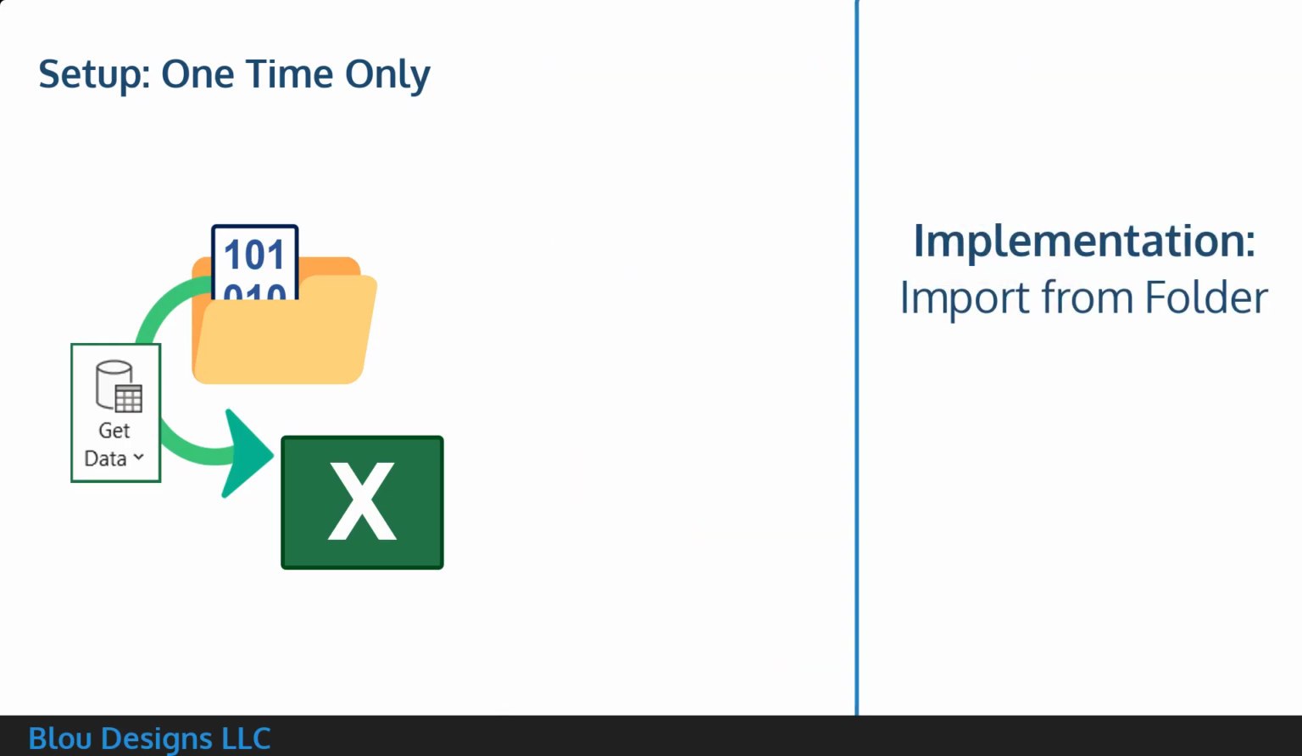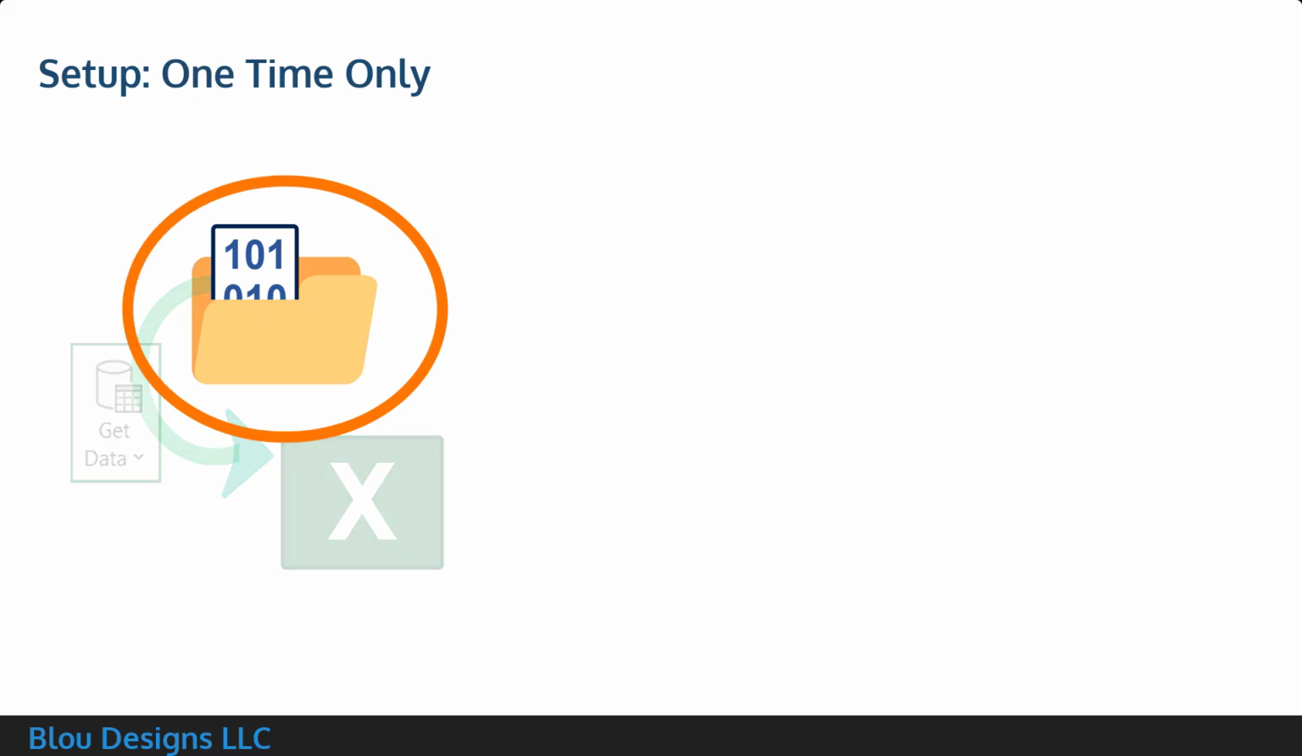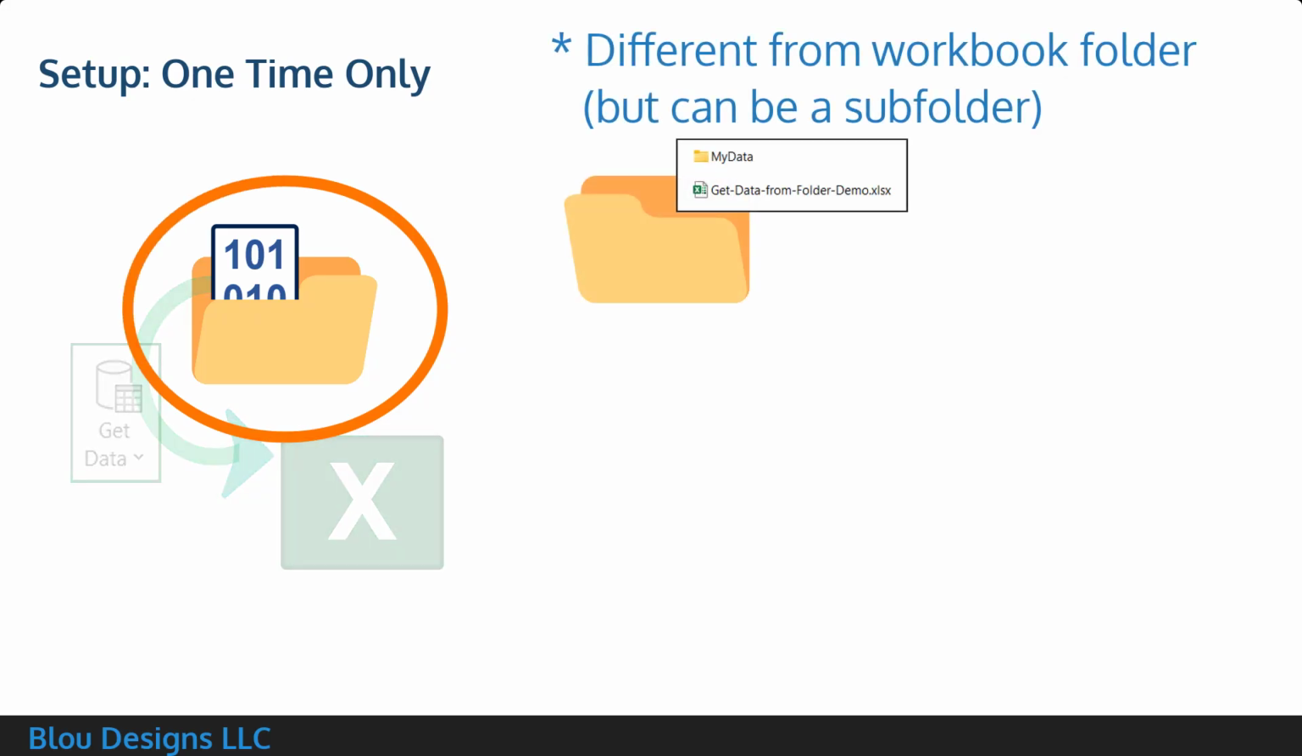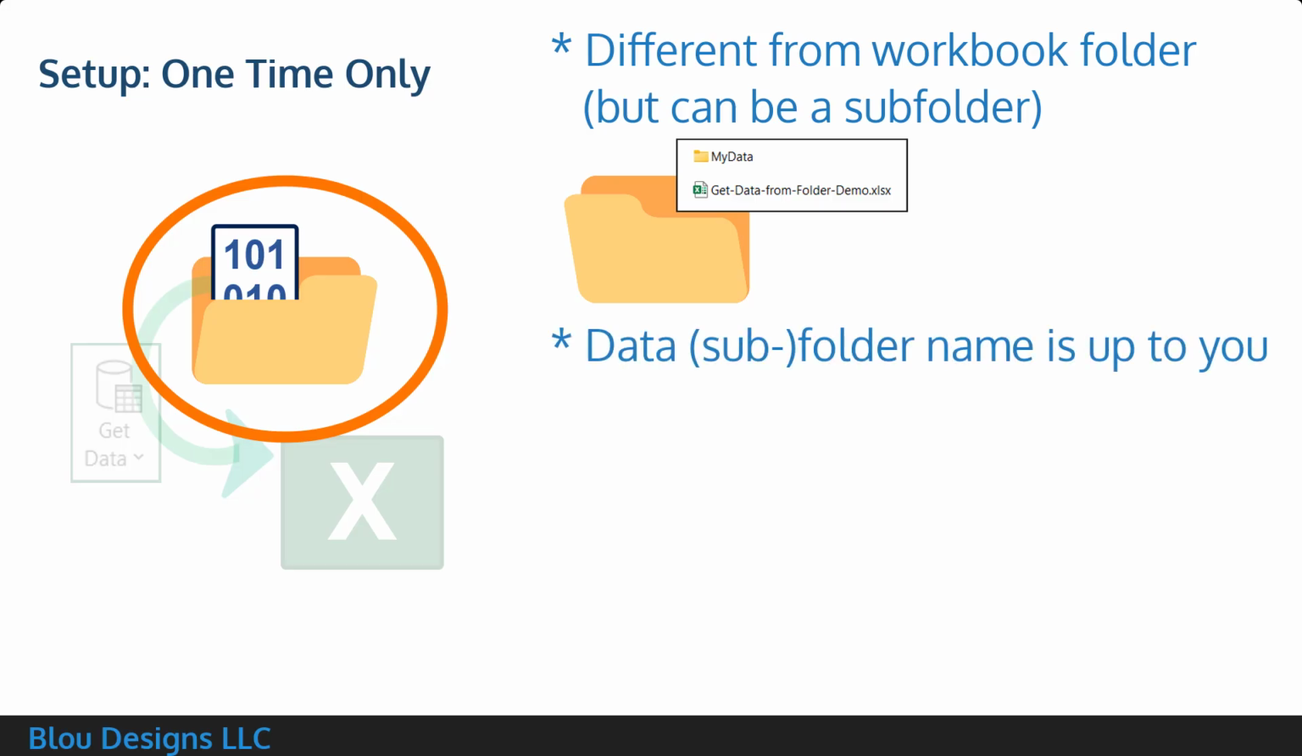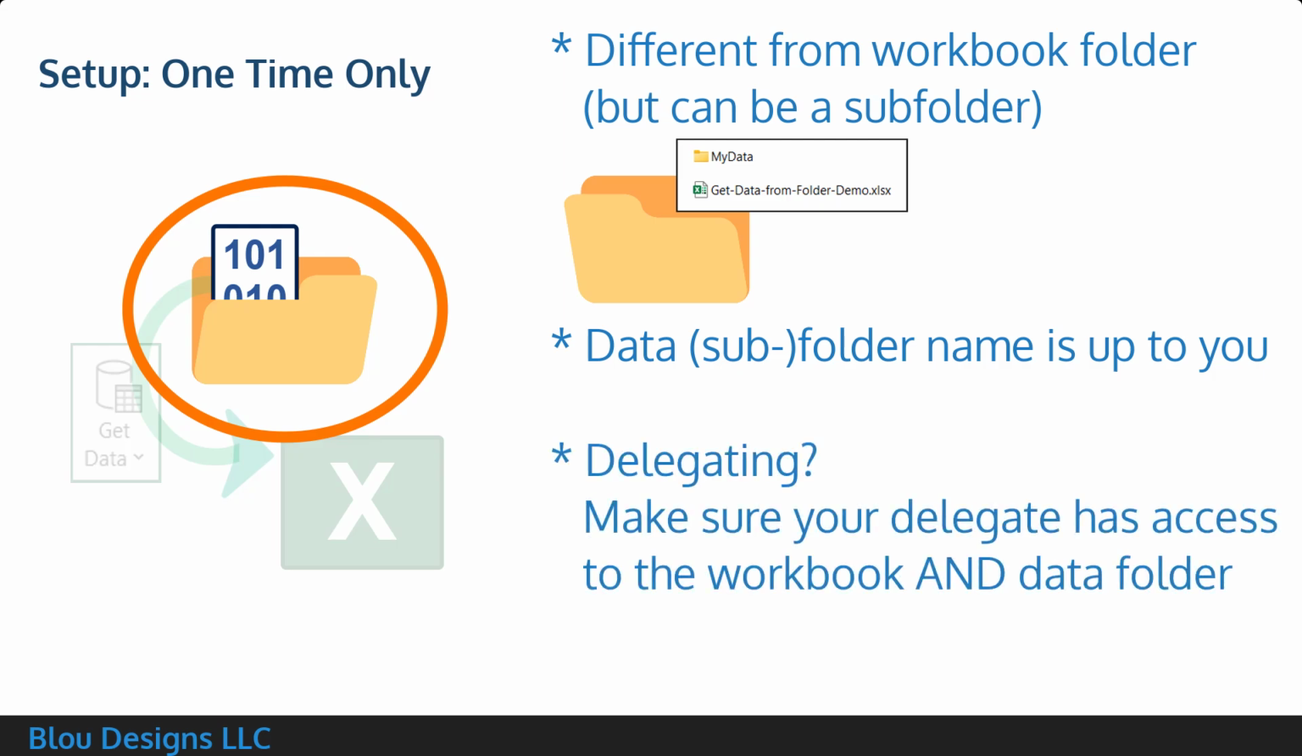So, what do you need to do to implement Phase 1? For the folder, the most important thing is that the new data folder is different from the folder where you store the workbook that uses the data. To keep your files consolidated, I recommend creating a subfolder inside your main workbooks folder. You can name your subfolder whatever you want, but shorter is better. If you're delegating this work, make sure that the folders you're using are in something like a shared drive, or that you're otherwise managing access for both you and your delegate.